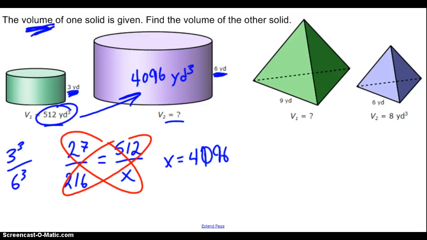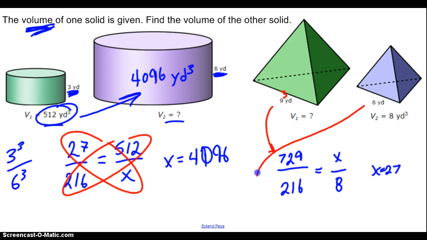Pause the video here, try and do the next one. In just a second, the answers will appear on the screen without any prompting, so make sure you try it before you go on. Alright, here are your answers. Remember, to get 729, I cubed 9, and to get 216, I cubed 6.